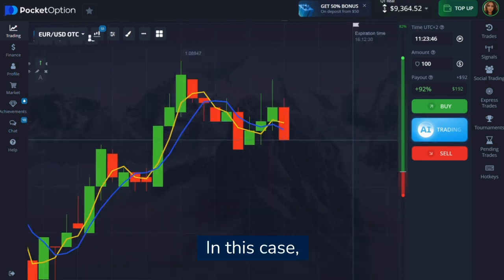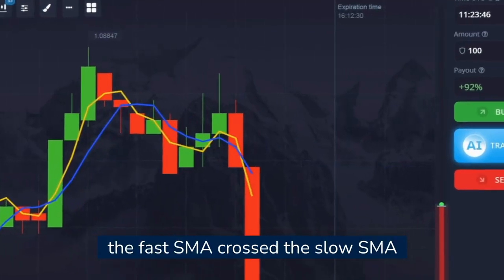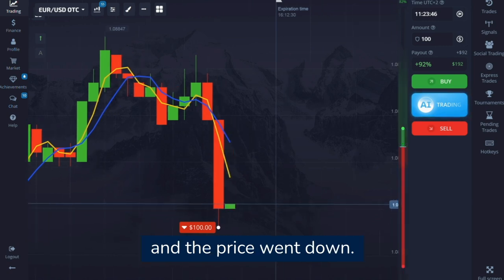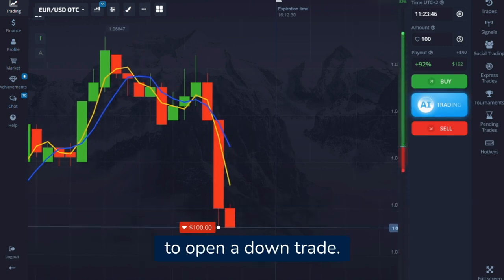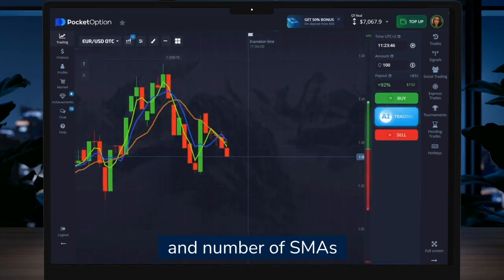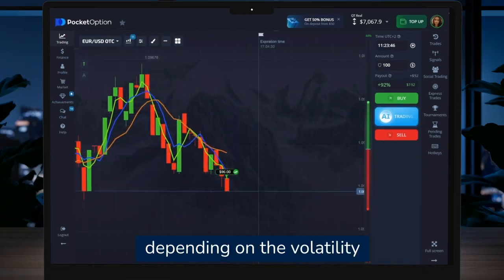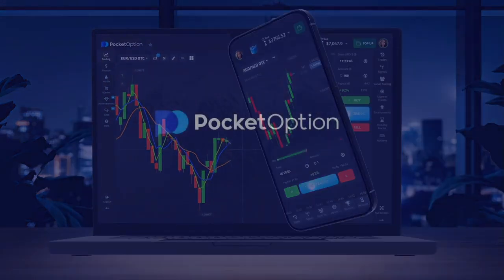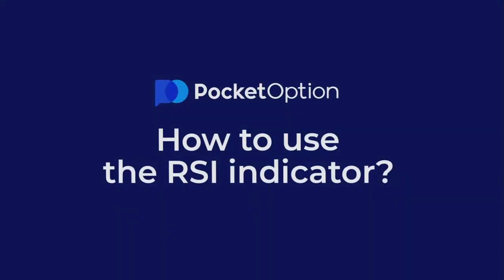In this case, the fast SMA crossed the slow SMA from top to bottom, and the price went down. It's a great moment to open a down trade. Experiment with different time frames and number of SMAs depending on the volatility of the asset and the expiry time of the trade.